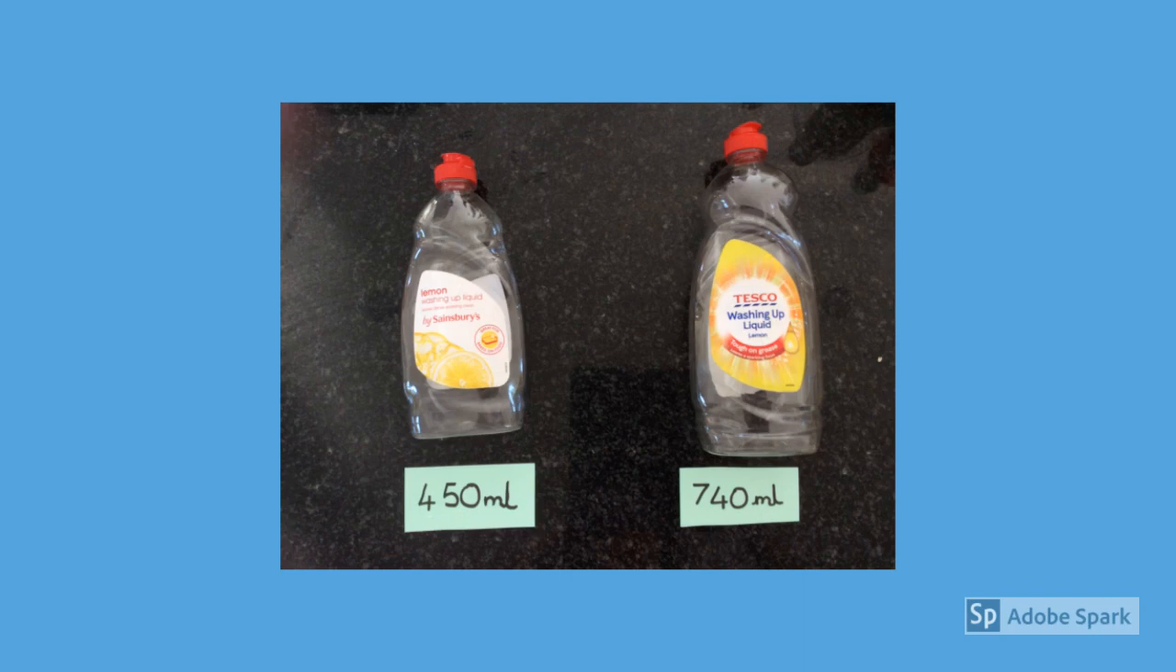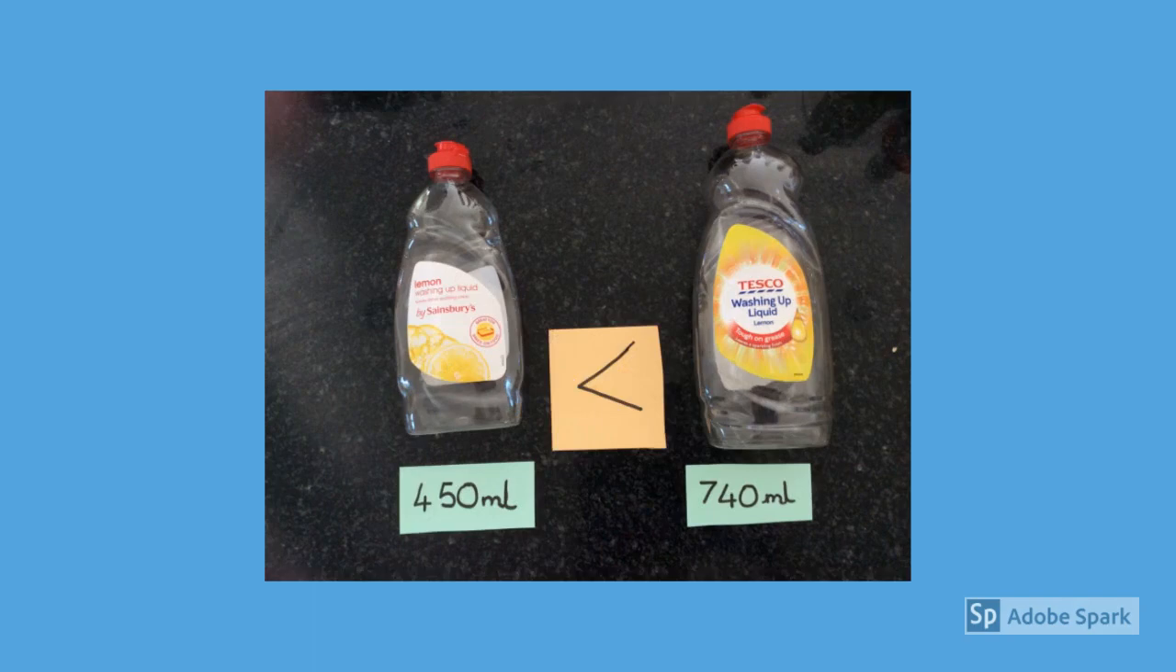Now let's look at comparing two different capacities. Write down the symbol greater than, less than, or equal to, which should go between these two capacities. Did you get the right symbol? It should read 450 millilitres is less than 740 millilitres.